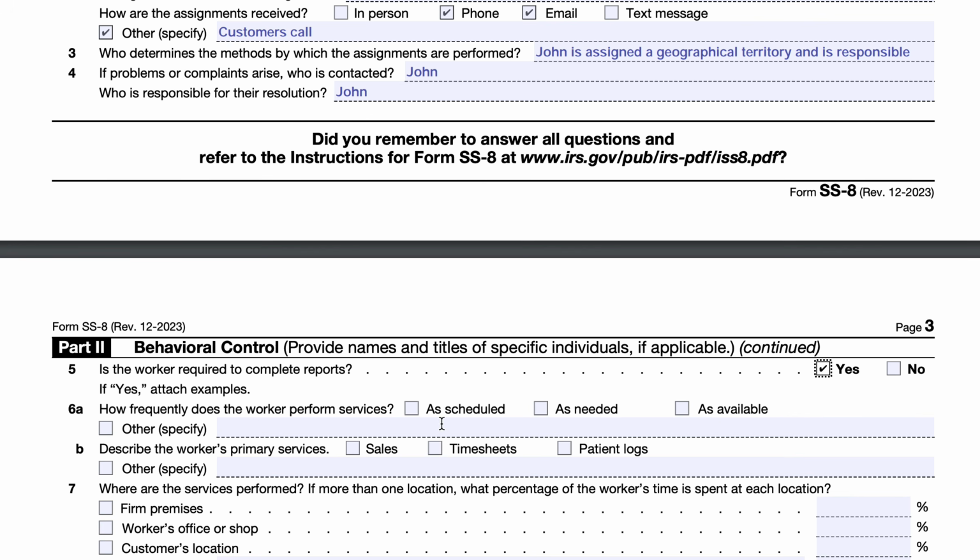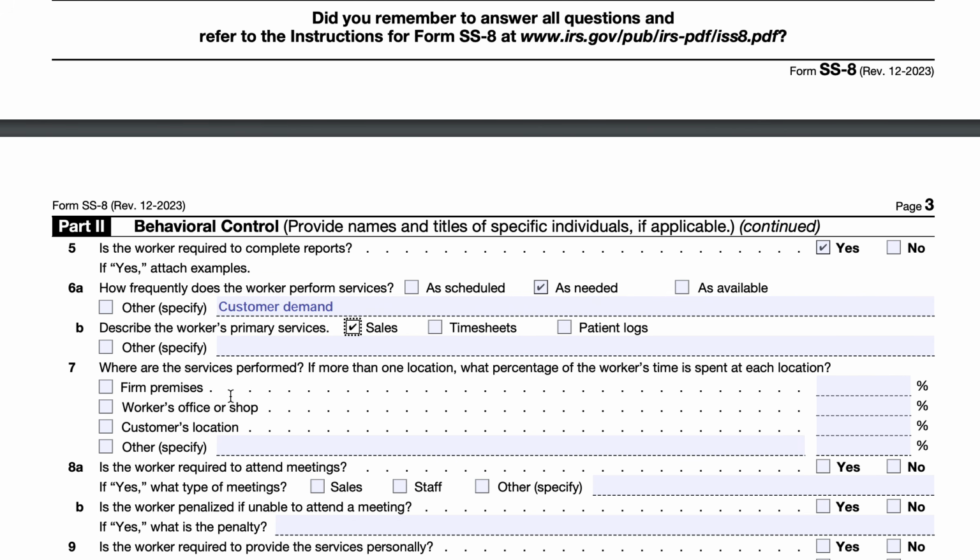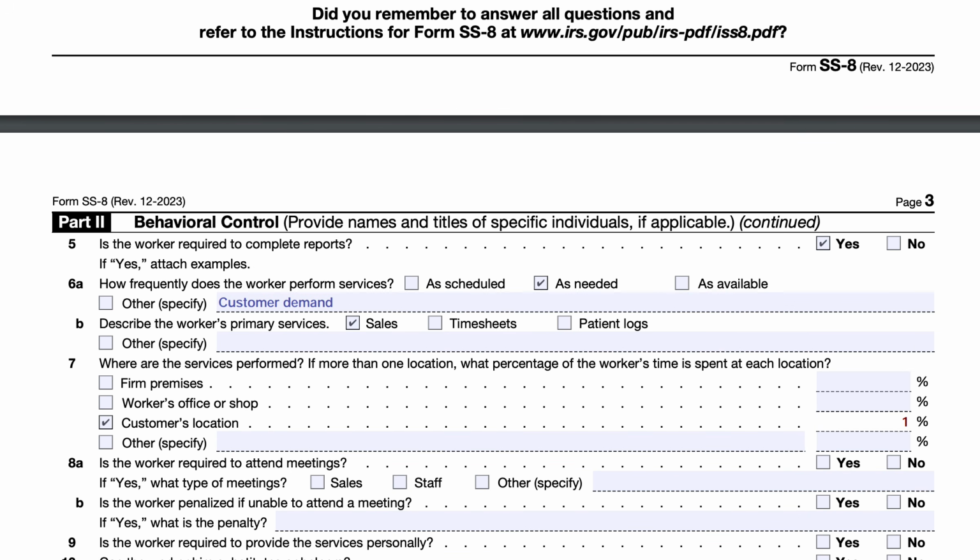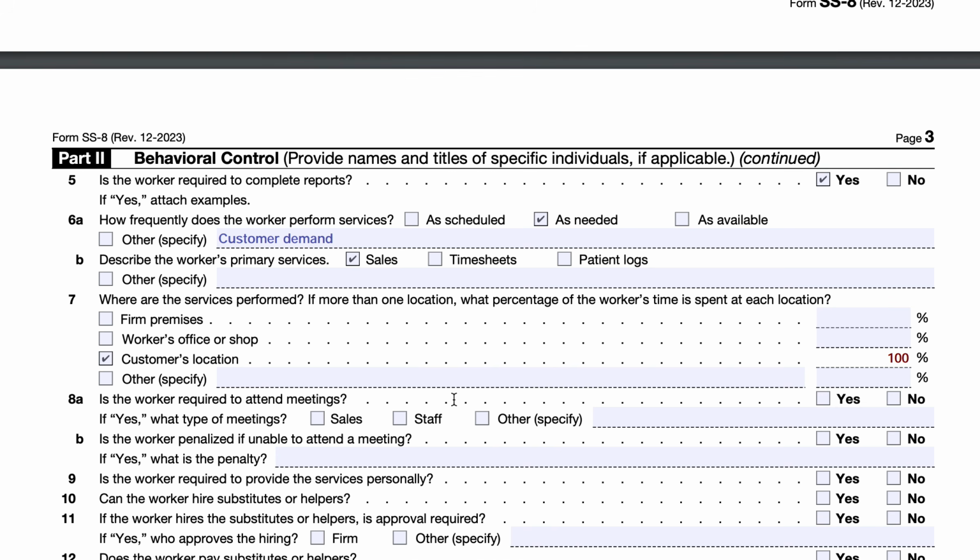How frequently does he perform services as needed based on customer demand? Primary services, let's say he's a salesperson. Where are they performed? Customer's location, generally speaking, 100% of the time, so he's a road warrior. Is he required to attend meetings? Sales and staff meetings. Is he penalized if he doesn't attend a meeting? Not really.